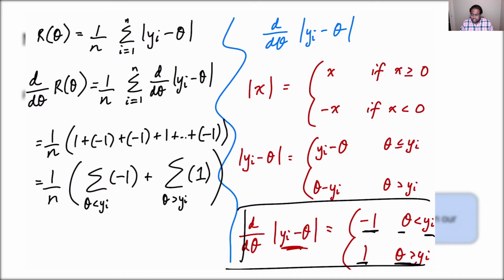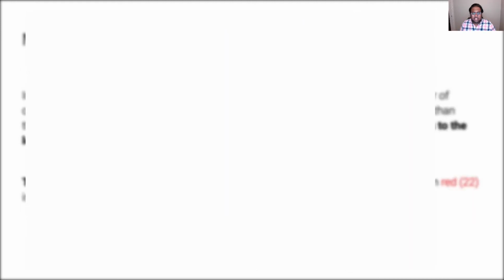And so the derivative of my average loss with respect to theta is now this thing. It's 1 over n times the sum of a bunch of negative ones, where we add a -1 every time theta is less than yi, our observation, and we add a 1 every time theta is greater than yi, so greater than an observation. And so what we now need to do is set this thing equal to 0 and solve for the theta that minimizes our average loss.